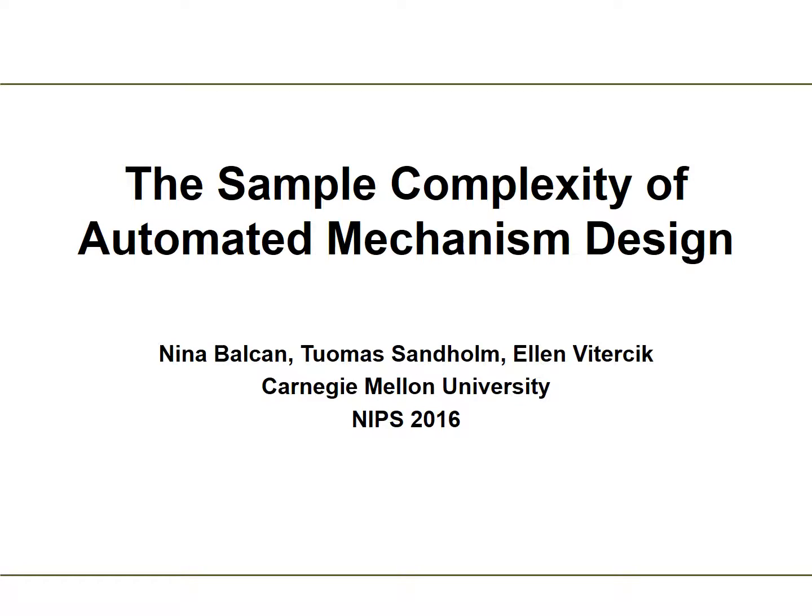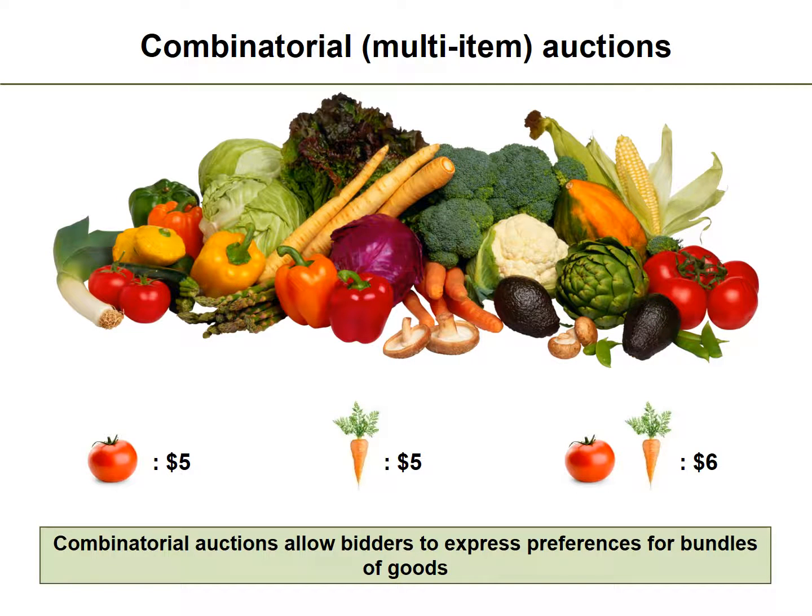We present the sample complexity of automated mechanism design. In this work, we study combinatorial or multi-item, multi-bidder auctions, and we are concerned with designing revenue-maximizing auctions.